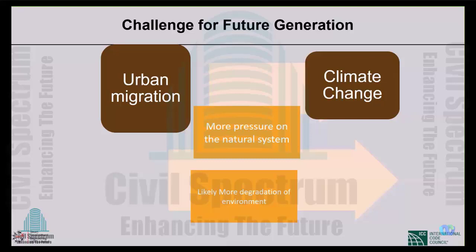Depletion of the groundwater will change. Availability of surface water will change. So the whole system, with more heat, more temperature, and more uncertainty in using natural resources. So finally, it is the natural system that bears the pressure. Finally, the environment will suffer if you don't take care of it properly. Understand and take care of it.